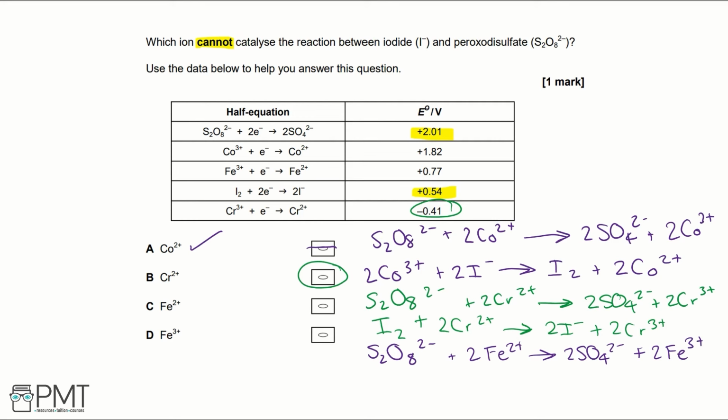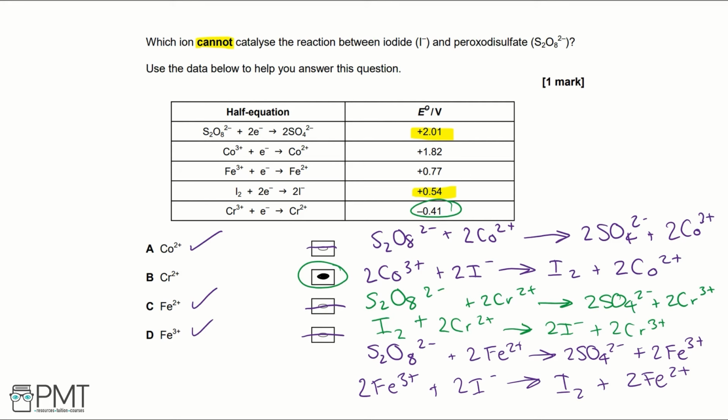And then if we look at the iodide reaction, we get 2Fe3+ plus 2I-, and that produces I2 plus 2Fe2+. So here we've used the iron 3+ to catalyse the iodide reaction. So we've used both of these to catalyse the reaction, which means we can't have these as our answer. And that means our answer is definitely B. So to get the mark for this question, you need to circle the box corresponding to B.